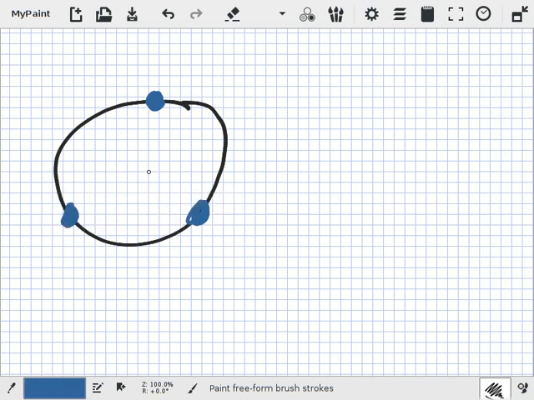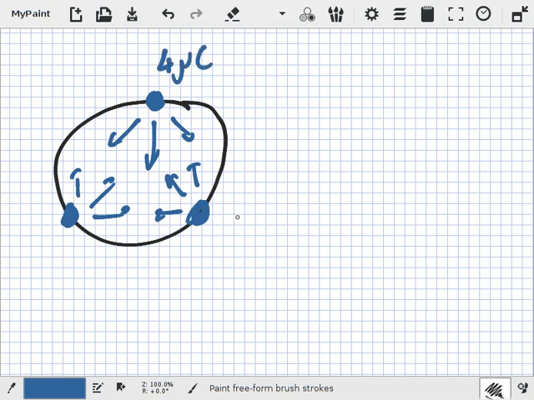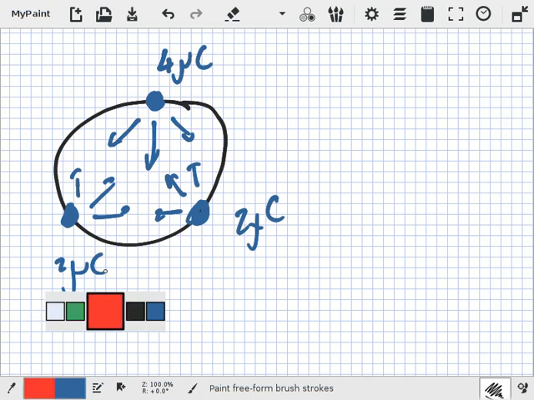It's pointing out. So there's a field out here, there's also one out here, and there's one out here. Now, if this one's a 4 micro, this one's a 2 micro, and this one's a 2 micro, right here in the center, we want the electric field strength caused by that field.